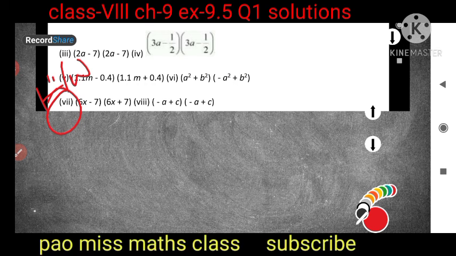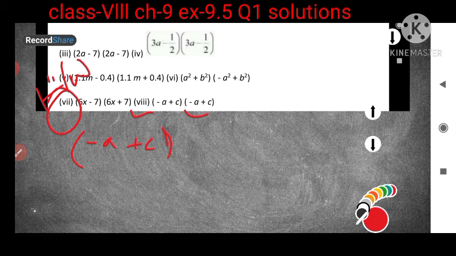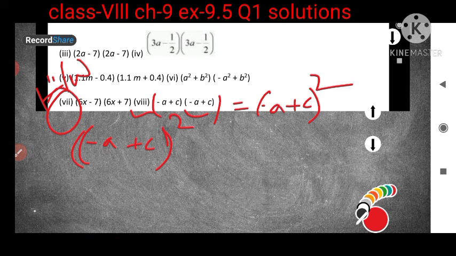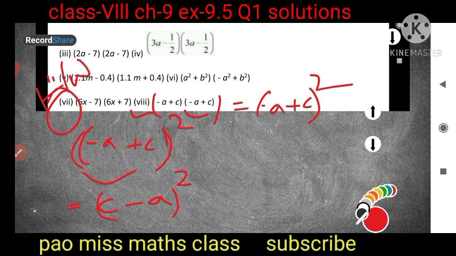Now question number 8. Question number 8 is given: minus a plus c, again minus a plus c. That means we can write minus a plus c whole square. We can use the (a plus b) whole square formula, and also the (a minus b) whole square formula. If we rewrite this, minus a plus c whole square can be written as c minus a whole square.